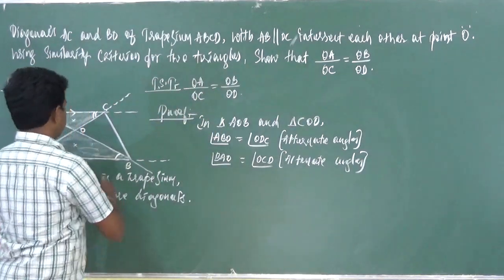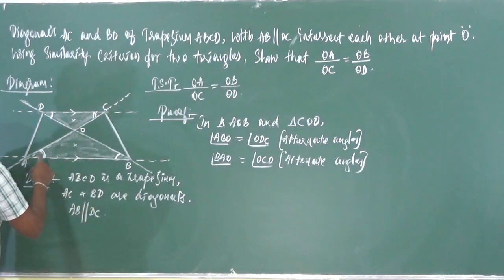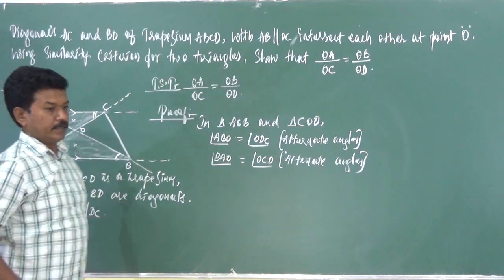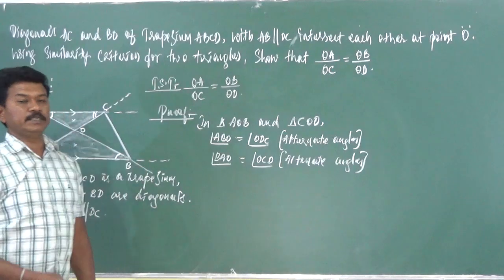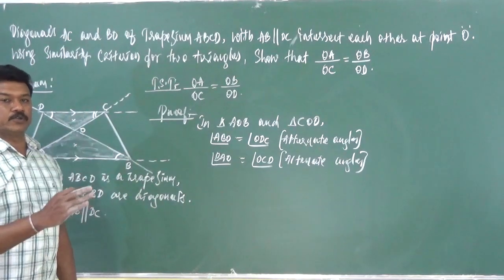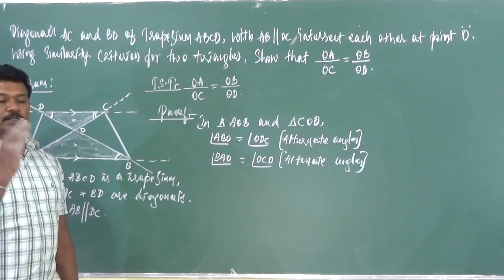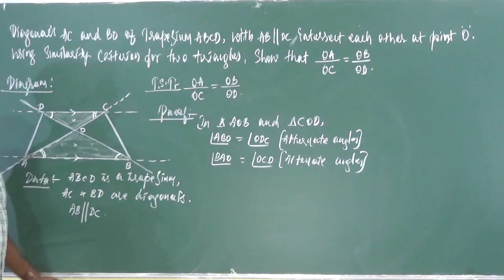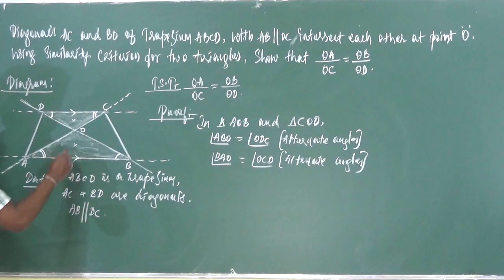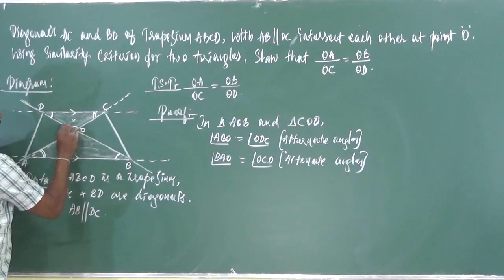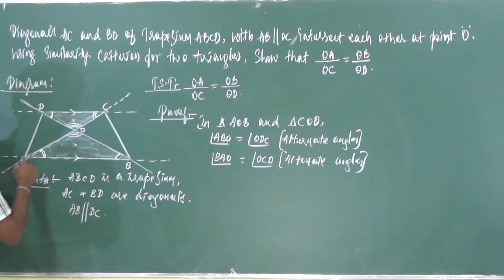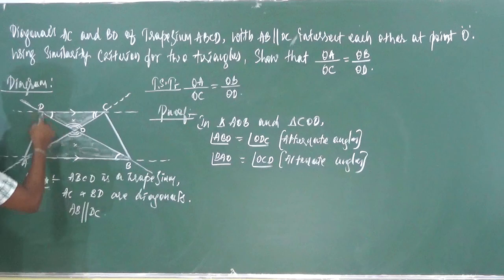So in triangle AOB and triangle COD, we have two pairs of corresponding angles which are equal. In order to prove two triangles to be similar, it is enough to show that two pairs of corresponding angles are equal. So according to AA similarity. The third pair is also equal because these are vertically opposite angles, that is angle AOB is equal to angle COD.